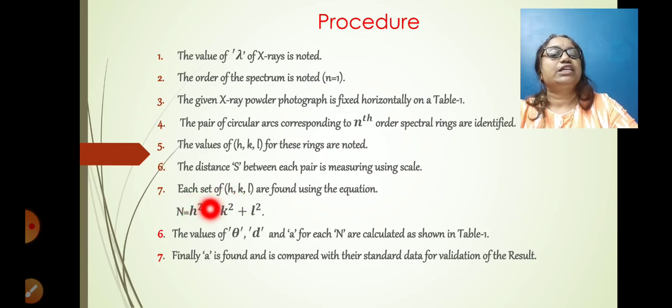Then each set of HKL is found using the equation n is equal to h square plus k square plus l square. After finding n, we calculate the value of theta, d and a for each n, as shown in table 1. In the next slide we'll have a table. Finally, a is found and compared with the standard data for validation of the result.